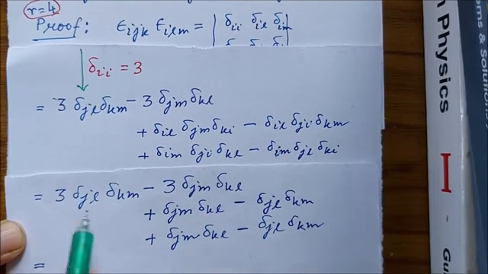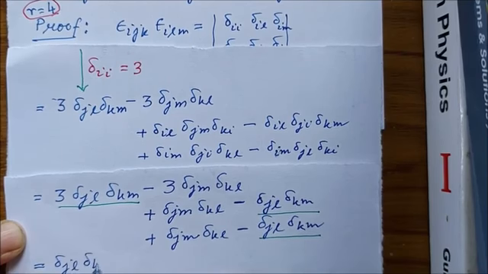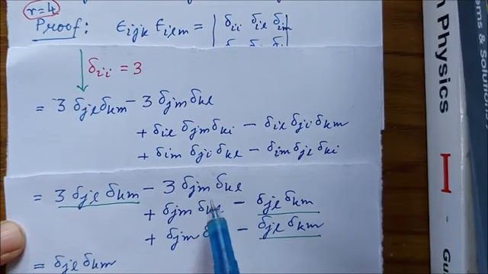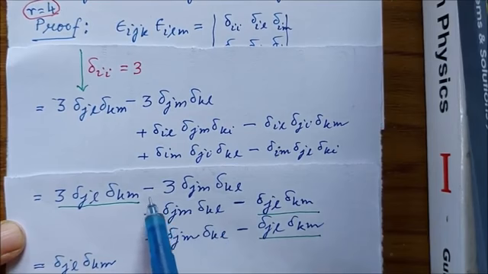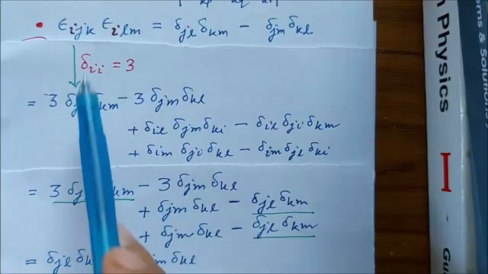A careful look at these terms shows that these terms are the same. So 3 minus 1 is just 1. Therefore, we have the first term, and then we find that the remaining terms all have the same structure. So minus 3 plus 1 is minus 1. So it is minus Kronecker delta JM KL. So we have proved this result.